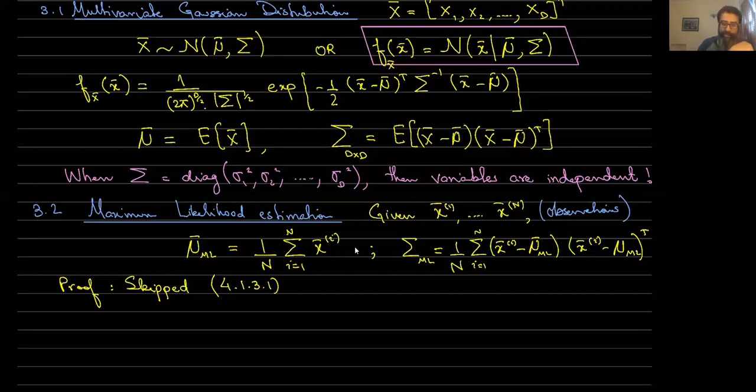We're skipping the proof. If you go through the maximum likelihood proof, you will find that the maximum likelihood estimate of the mean vector is nothing but the sample average of the observations, and the estimate of the covariance matrix is simply the corresponding average using the observations. That's what we're trying to estimate.